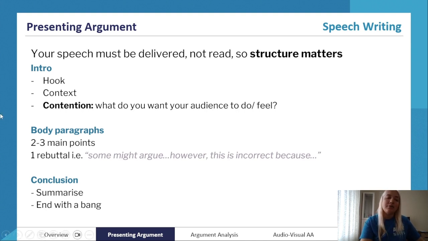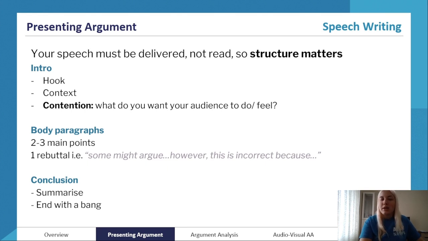And then your three arguments really should be including your counter argument and the rebuttal to that. So I said before that you shouldn't spend too long on this counter argument, right? You should spend much longer on your actual rebuttal. So this is a good way to view it. Some might argue and present that stakeholder opinion. Why do people have the opposite opinion to yours? Give that one reason and then refute it.